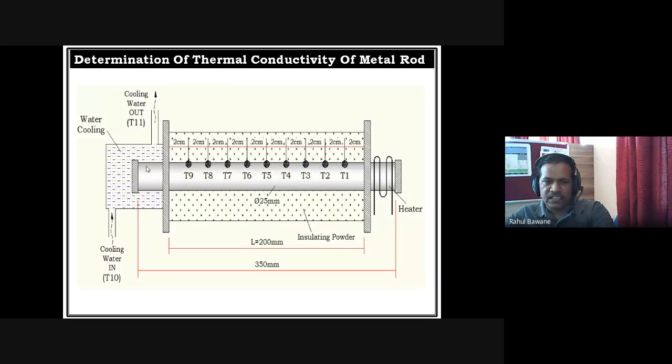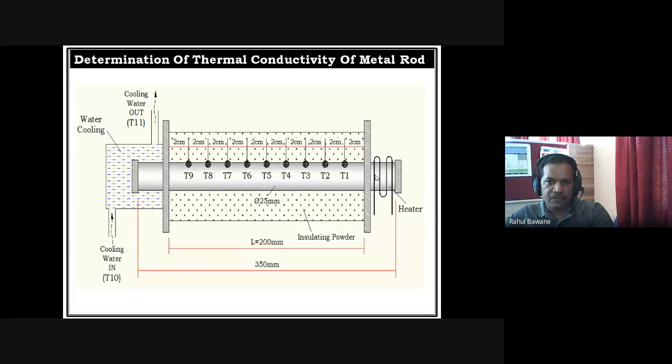The first end is inserted into the heater coil. The second end is inserted into the water bath, where we supply cooling water and maintain a particular flow with the help of knobs. So cooling water continuously enters from one end and leaves from the second end, and when heat reaches the second end, this cooling water extracts the heat and removes it. So at the first end we provide heating, at the second end we provide cooling.